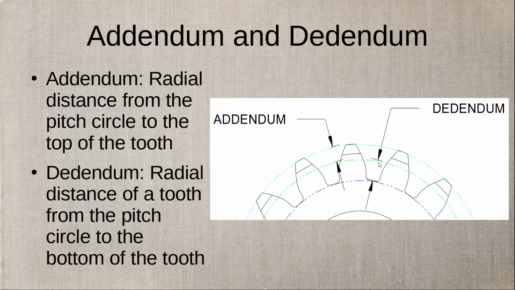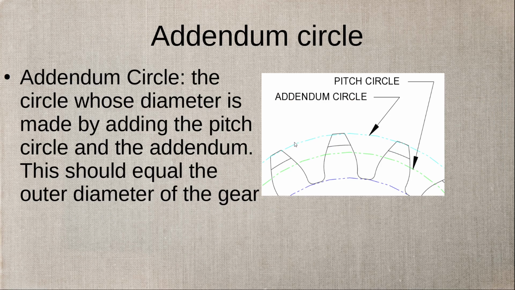So let's go to the addendum and dedendum, right? The addendum is the radial distance from the pitch circle to the top of the tooth. So that's pretty simple. Our green pitch circle to the blue top of the tooth, and then our dedendum is the radial distance from the pitch circle to the bottom or root of the tooth. The addendum circle then, you could probably think of it as the outer diameter.